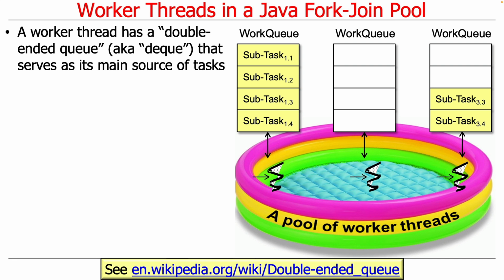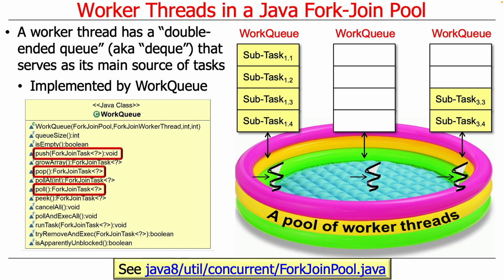Each worker thread, which I've talked about a couple times before, has this double-ended queue, also known as a deque, which serves as the main source of tasks or subtasks for it to work on. They call it a work queue in the implementation, but it's really a work deque, just to be aware of that. A deque is just a double-ended queue with some really cool implementation properties in the context of the Java fork join pool implementation, which we'll talk about shortly. So this is what the work queue looks like. And you can see it's got a bunch of methods like push and pop and pull and a bunch of other stuff. We care primarily about push, pop, and pull.